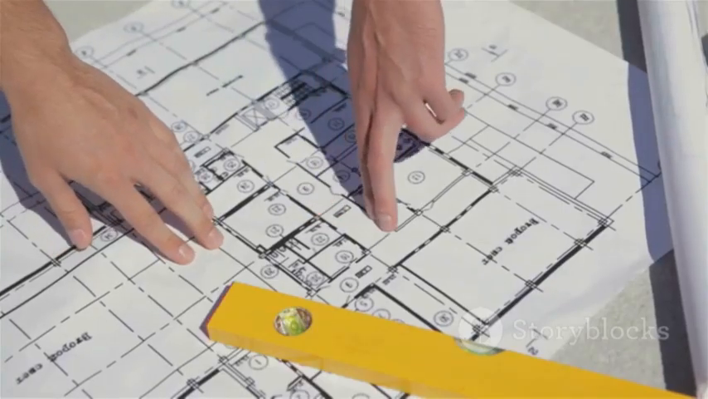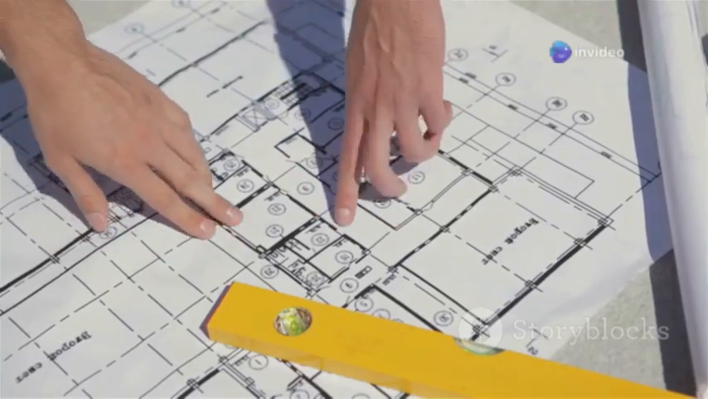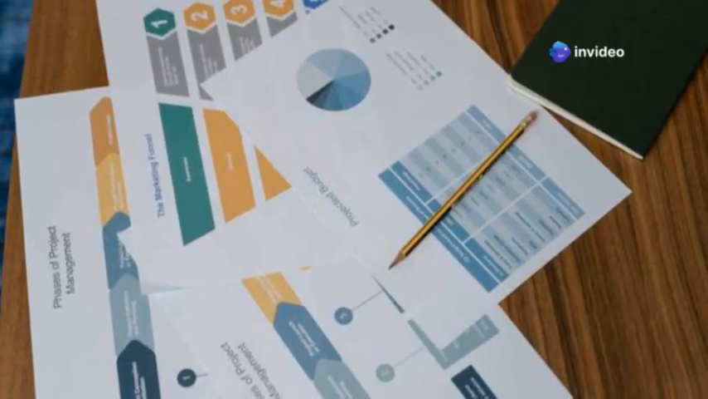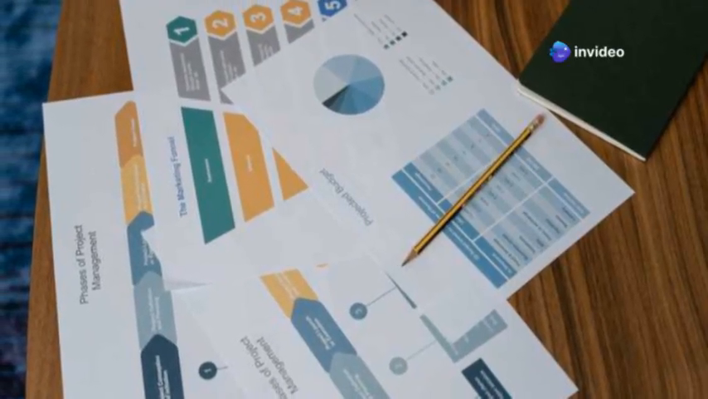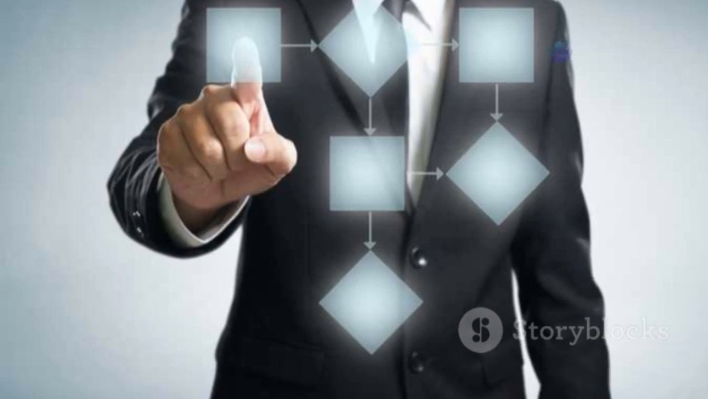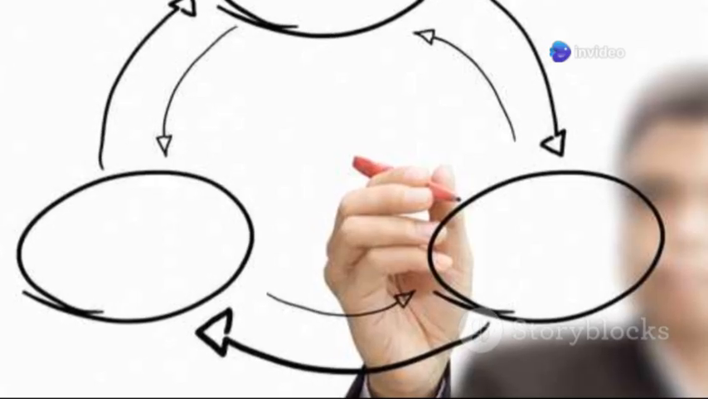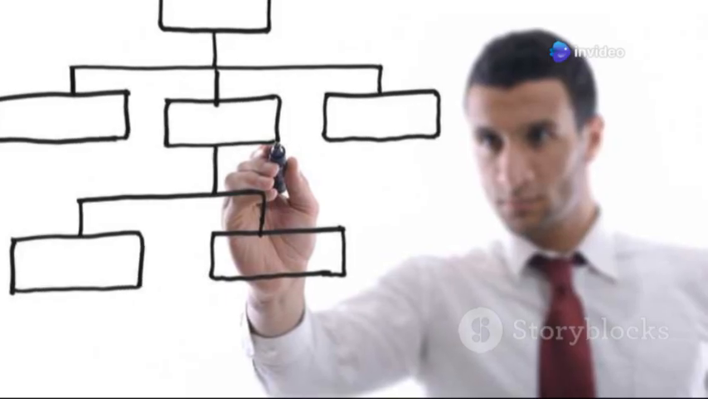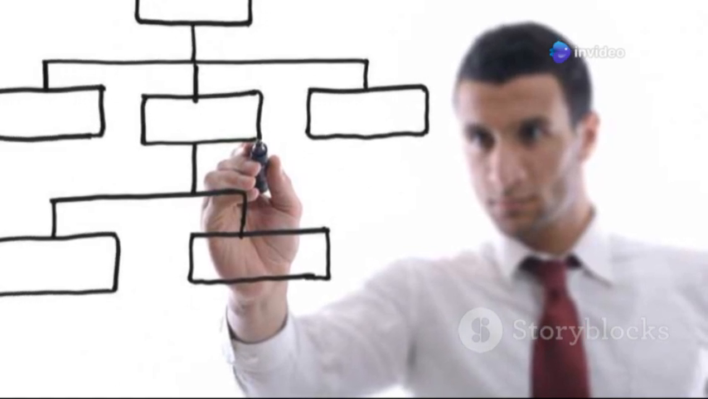Let's say you're building a treehouse, and you want to map out the construction process. Your flowchart might start with a rectangle representing gather materials, followed by an arrow leading to another rectangle for cut lumber. From there, you might have a diamond representing a decision point. Is the platform built? If yes, you continue down one path. If no, you branch off to build the platform before proceeding.